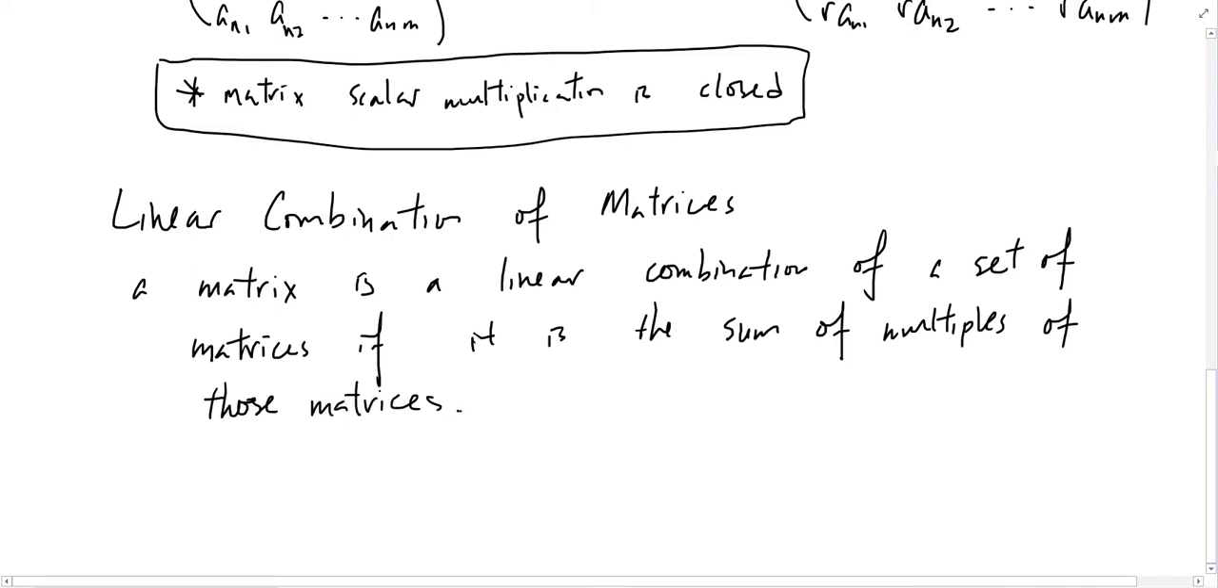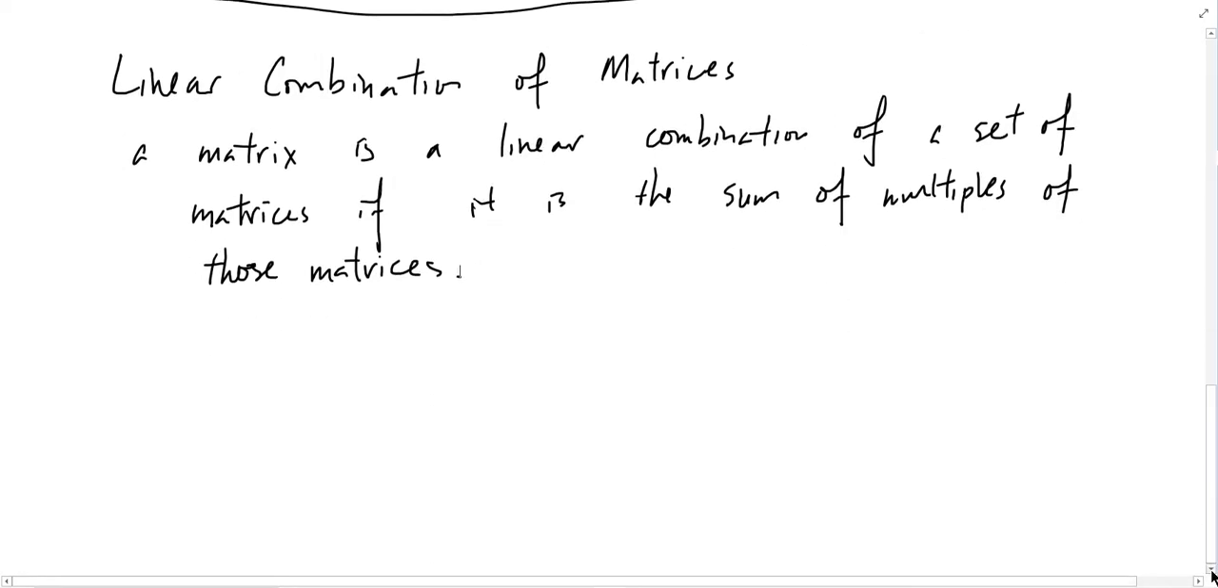Here, the linear combination definition is exactly the same as the linear combination definition for vectors. You're basically using multiple matrices as building blocks, with different numbers of them combined together to form a larger or different matrix. So let me give you a very simple example. Example 1.